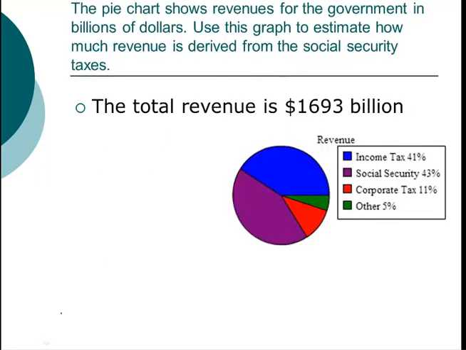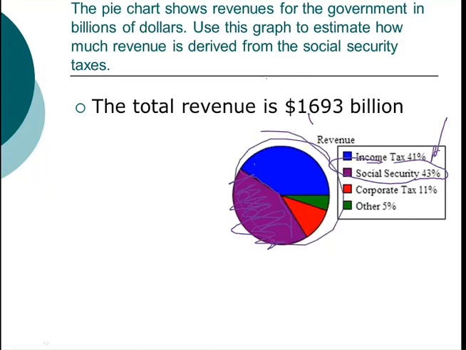Okay, here with a similar situation, though we have percentages, the pie chart shows revenues for the government in billions of dollars, of course. Use this graph to estimate how much revenue is derived from Social Security taxes. The total revenue is 1,693 billion. And so our job is to figure out how much of that comes from Social Security. Well, that's this slice of the pie, this purple one down here, that I'm shading in purple, of course. Social Security is 43%. So your job is just to come over here and see the 43%. It has nothing to do with the picture. It has everything to do with that number right there, 43%.